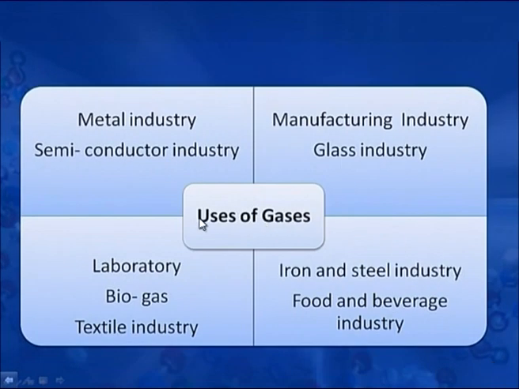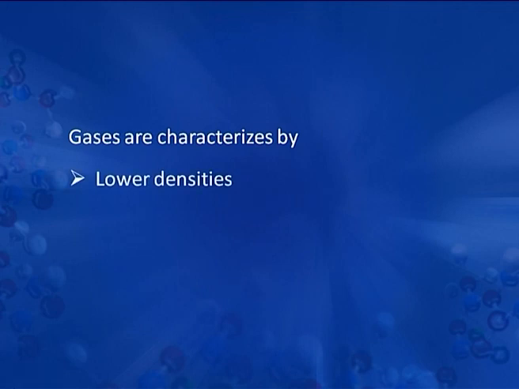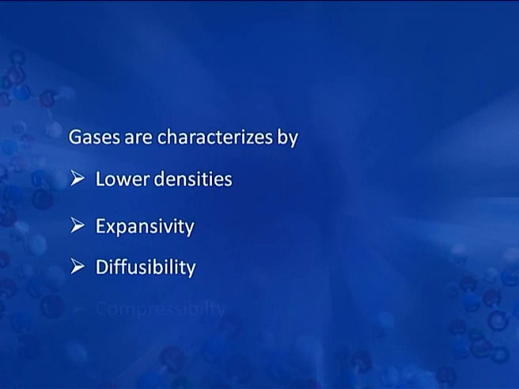There are many uses of gases, like in the metal industry, semiconductor industry, manufacturing industry, glass industry, chemical industry, labs, biogas industry, textile industry and many more, as you can see in this slide. It means gases have lower densities, expansivity, diffusibility and compressibility. These are the major characteristics of the gaseous phase.